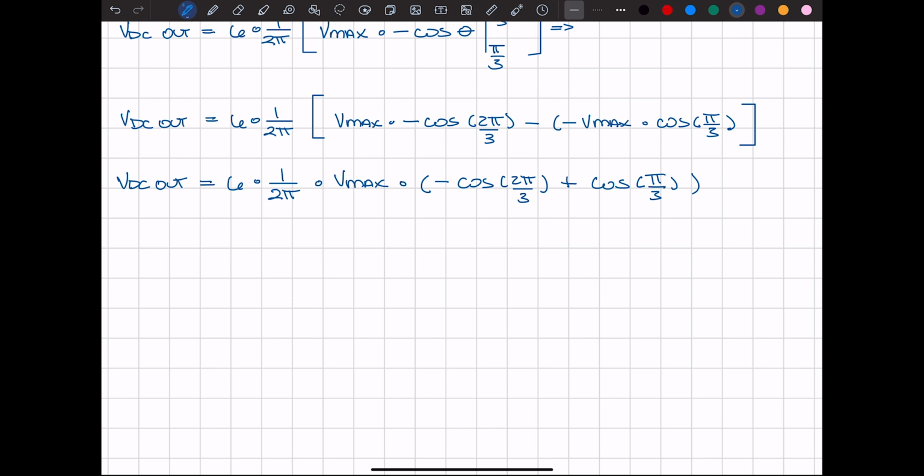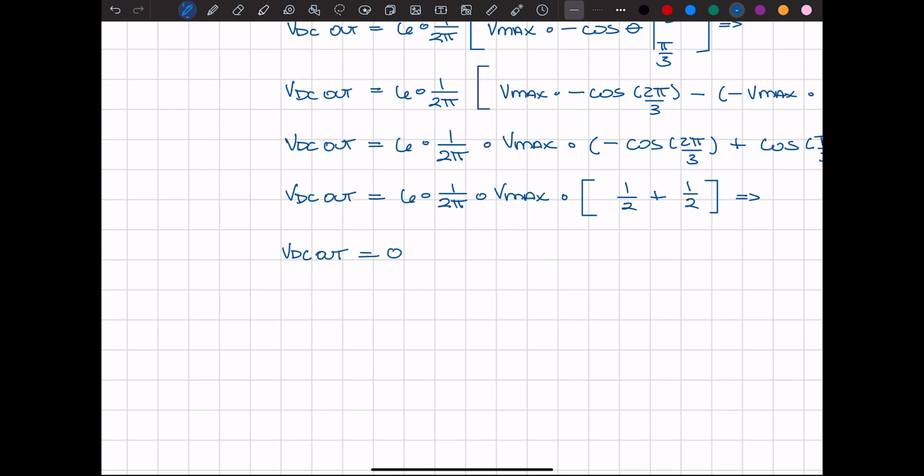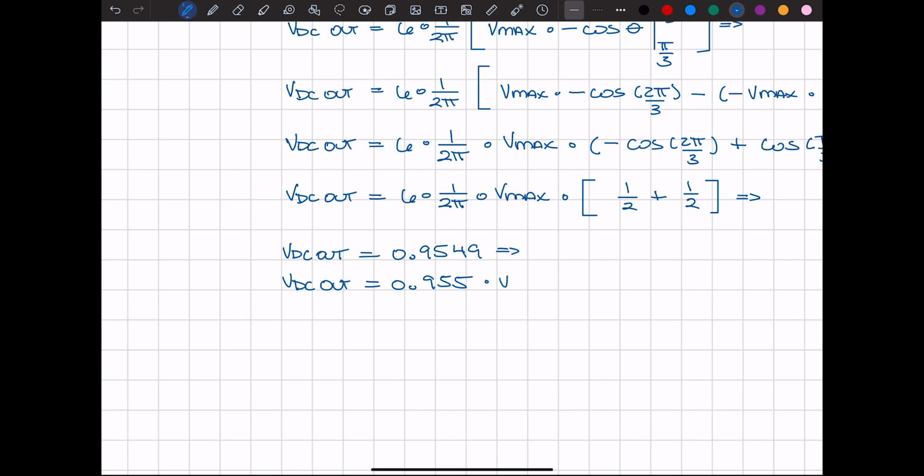Now we can go ahead and solve the cosine 2 pi over 3 and cosine pi over 3. Keep in mind we need to keep those in radians. So we solve and rewrite. VDC out is equal to 6 times 1 over 2 pi times Vmax times the quantity of 1/2 plus 1/2. This gives us the solution of VDC out is equal to 0.955 times Vmax.